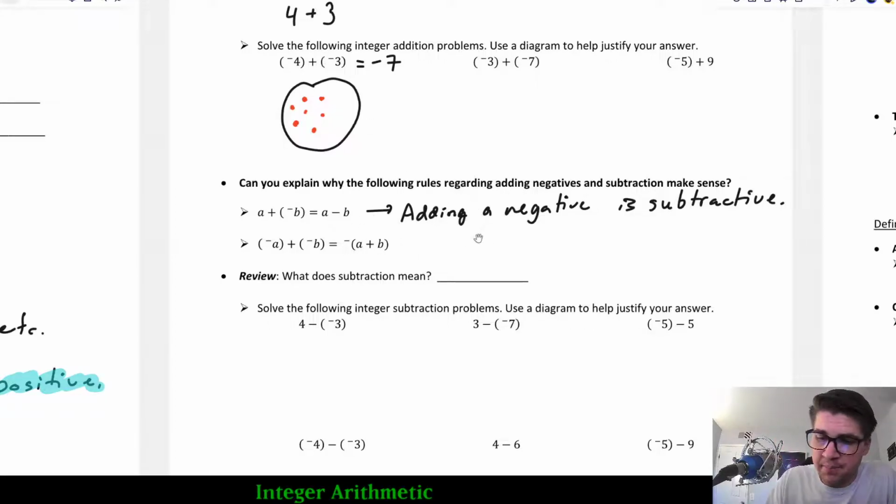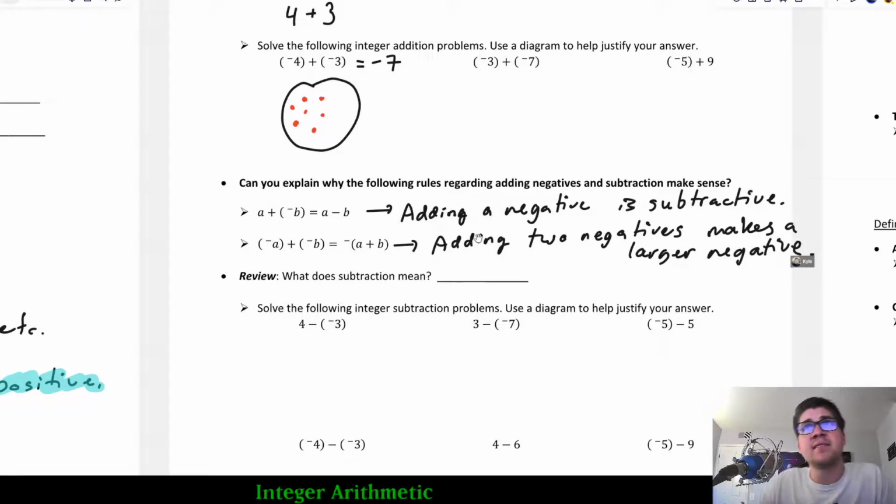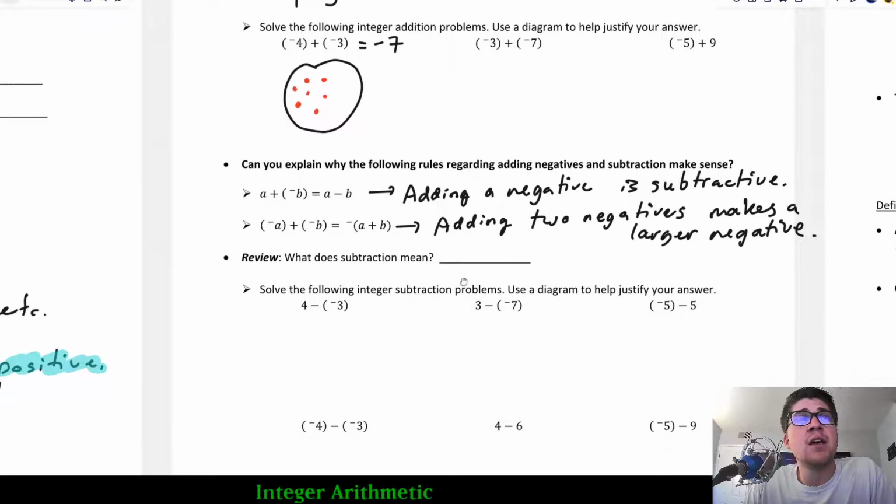But essentially, adding two negatives makes a larger negative is another way I could say that. That's just how I would describe this idea as a conceptual sentence. It's like if I have a debt and I add more debt, I'm going to be in deeper cumulative debt, and the sum of two negatives is the ultimate sum of their absolute values.